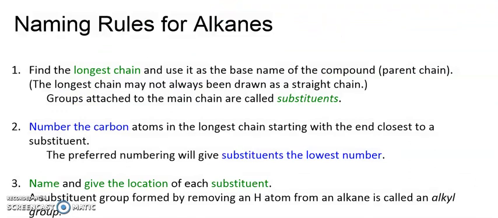So first thing you have to do is find the longest chain and use that as your base name. We call that the parent chain. And remember, it might not always be drawn straight. You have to look at the longest continuous path of carbons. Anything attached to that is what we call a substituent. So these are these little groups or branches.